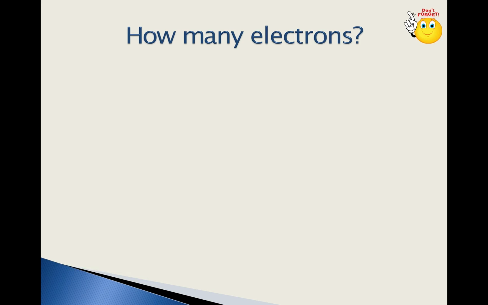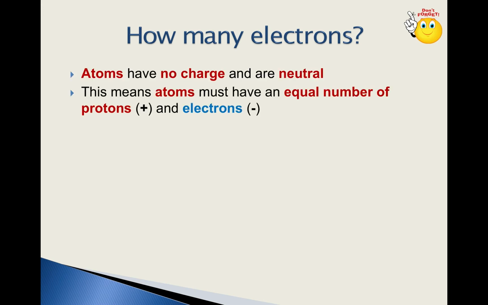How many electrons? The number of protons is equal to the number of electrons, only if you have a neutral atom. If the atom becomes charged, it no longer has an equal number of protons and electrons. In this case, it becomes an ion.